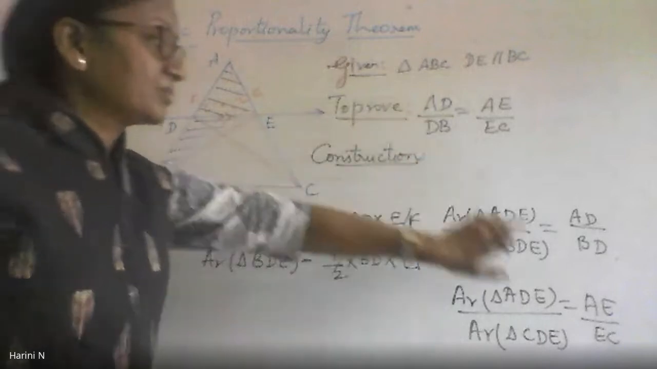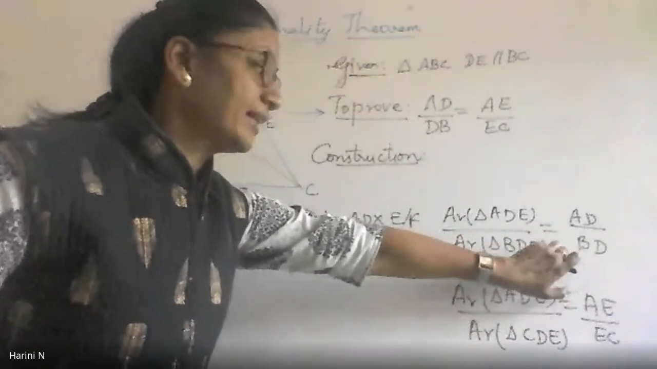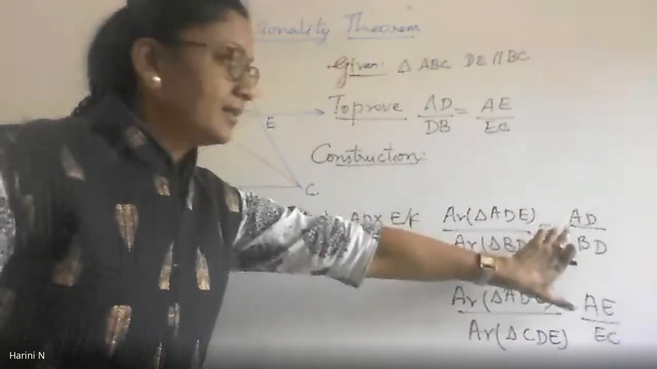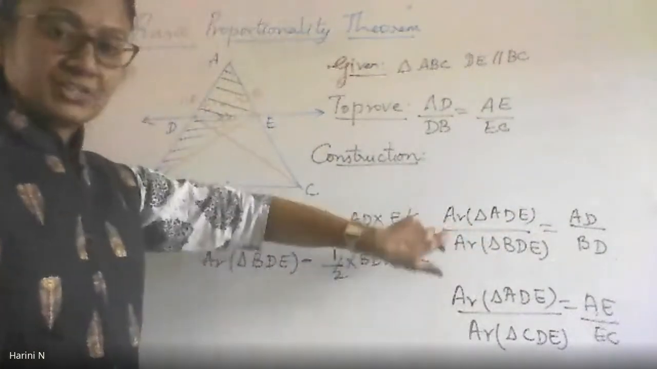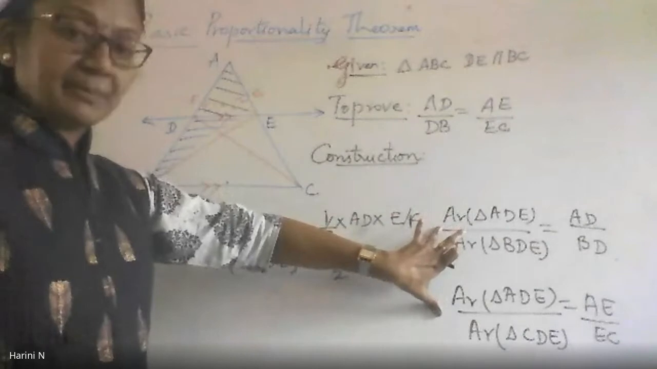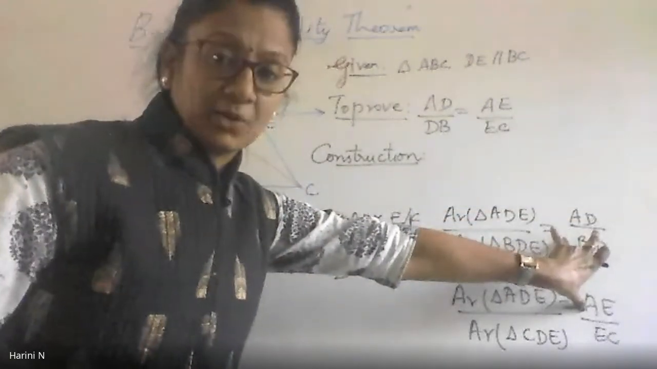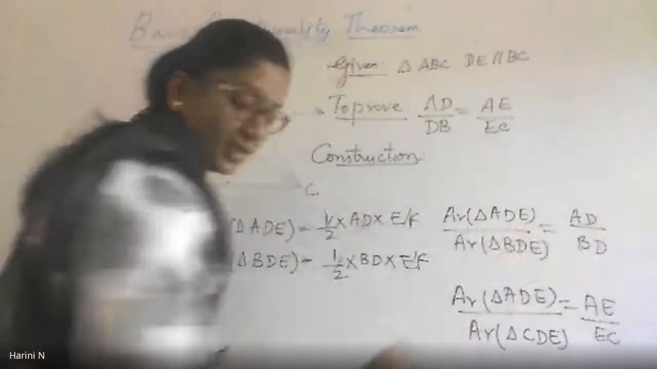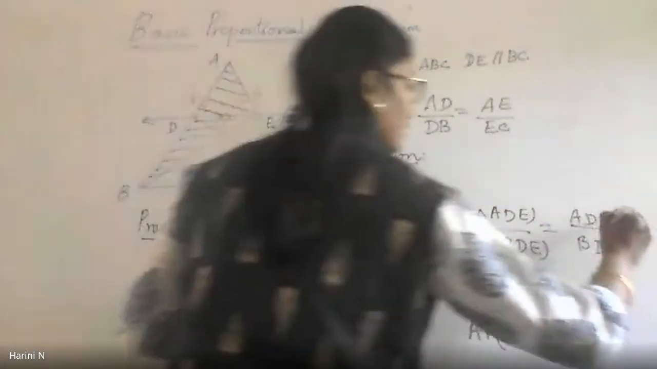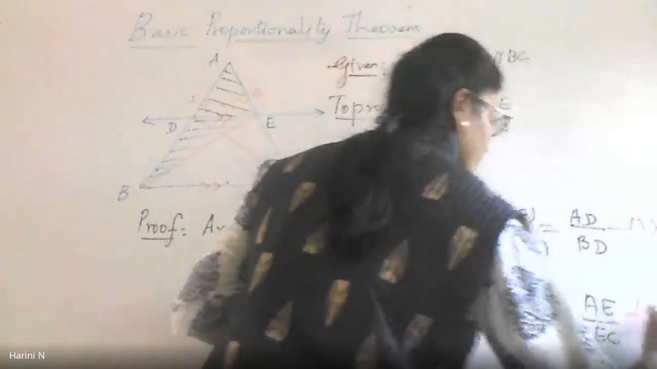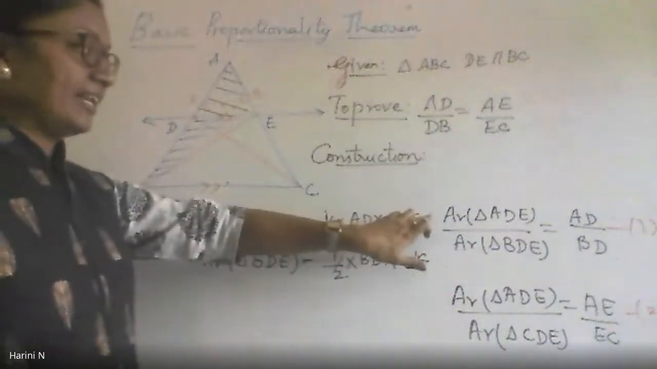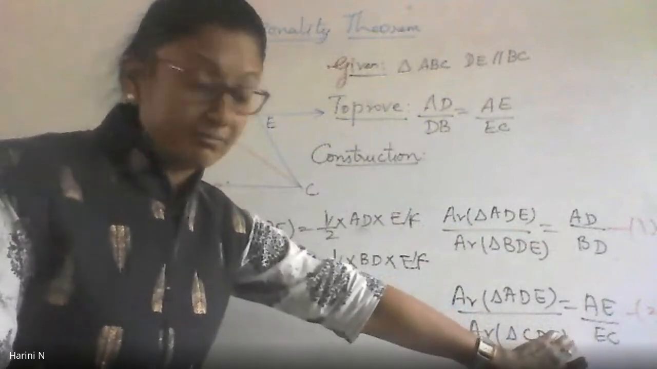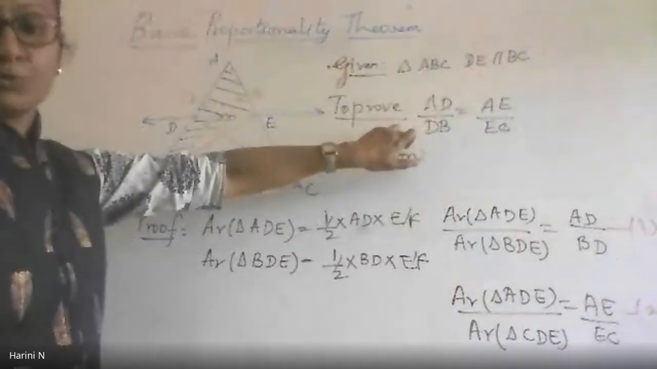Now this is exactly my focus. I have to show that AD by DB is equal to AE by EC. How can I equate these two? These are the right hand sides of two equations. If the left hand sides become equal, I can tell the right hand sides are equal. Suppose I call them equation 1 and equation 2. If I show that the left hand sides are equal, then I can automatically tell that the right hand sides will become equal and hence my proof is ready.